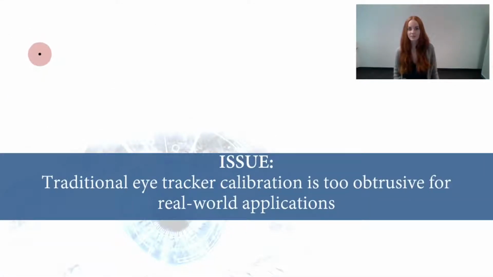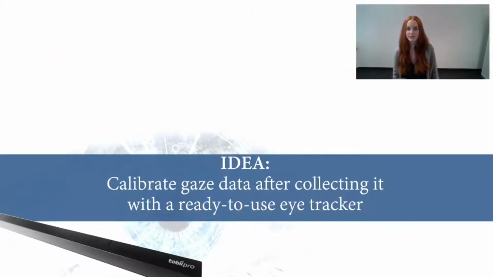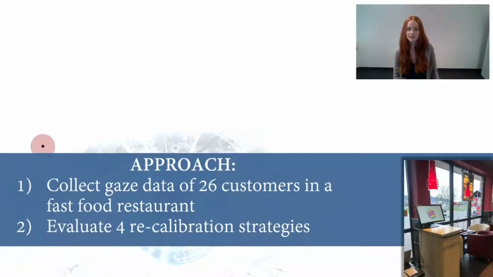Traditional 5 or 9-point eye tracker calibration would be too obtrusive in a real-world setting. We therefore want to calibrate the gaze data after it has been collected with a ready-to-use eye tracker. Using the data of 26 real customers of a burger restaurant, we evaluated 4 different recalibration strategies.